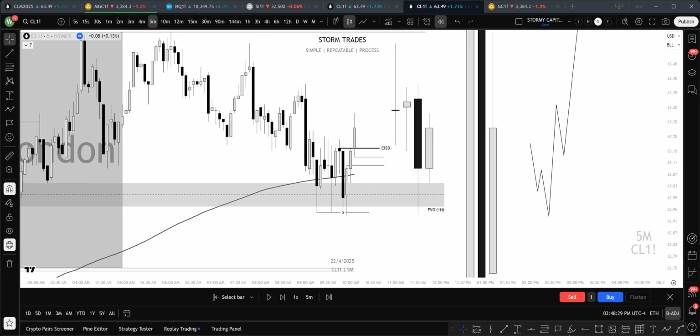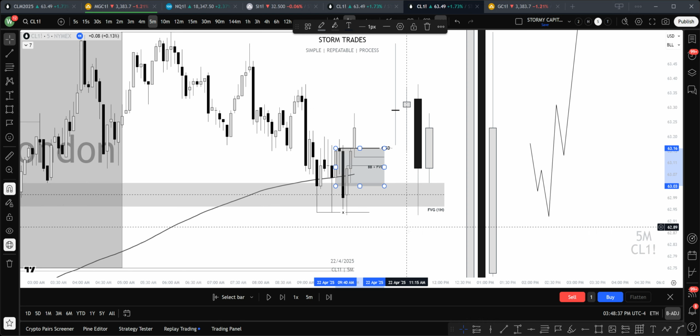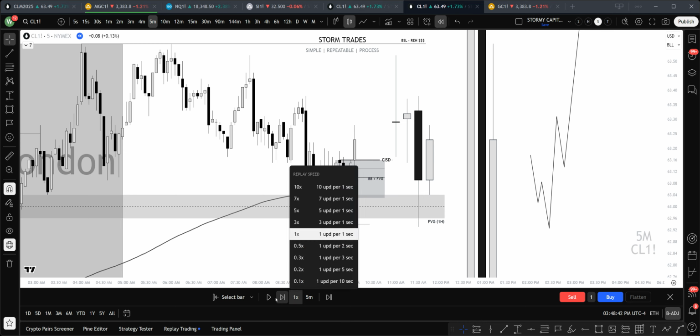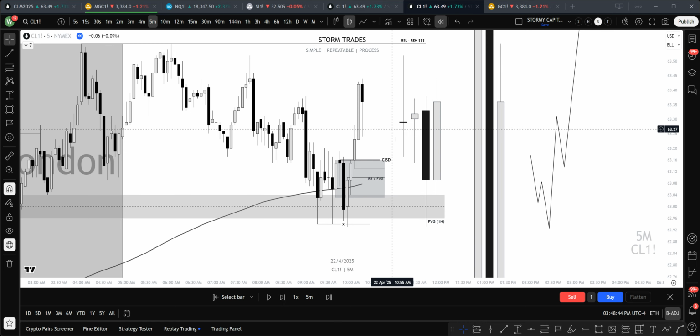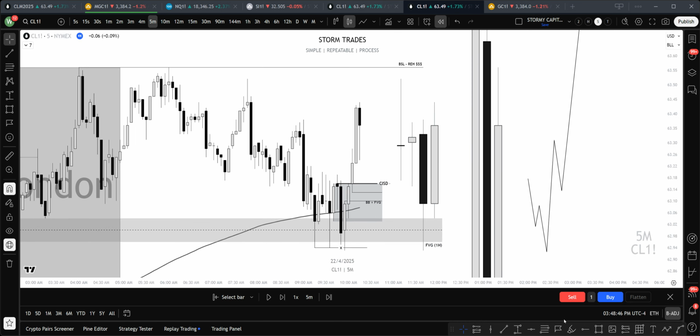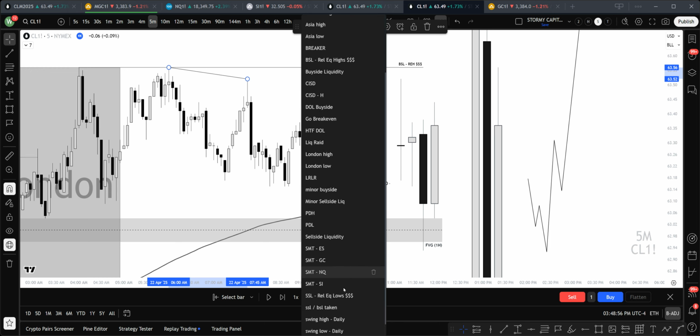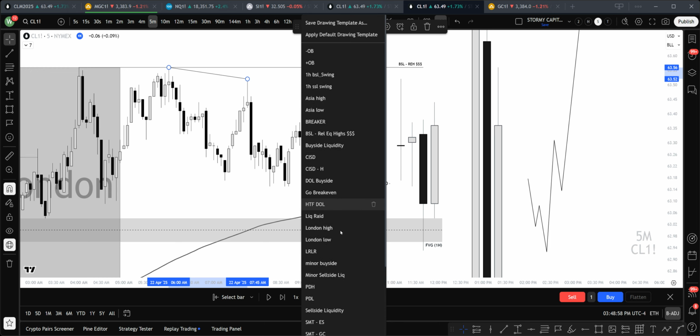All right. So what we've just confirmed here is a unicorn, which is a breaker block and fair value gap. There's no entry yet. Oh, we took off a little bit. Just something to note, we have some low resistance liquidity up here. Okay, all of these things are just narrative builders. That's all.